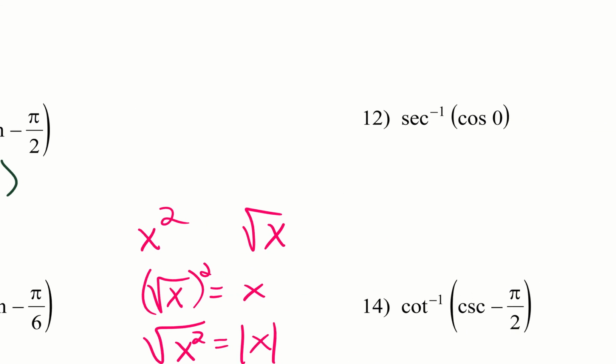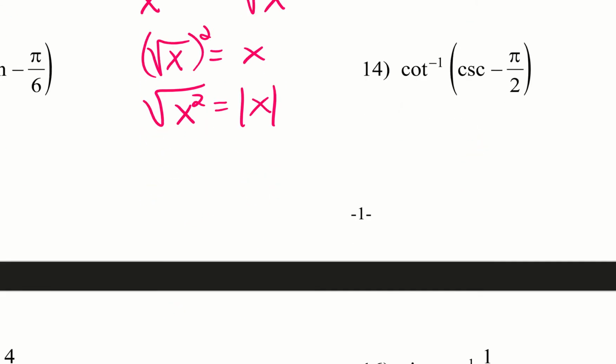We take a look at secant inverse of cosine of 0. All right, well, cosine of 0 is going to be 1. So that output of 1 is going to be our input for our inverse trig function. So secant inverse of 1, well, where is secant equal to 1? That is also at the angle of 0.